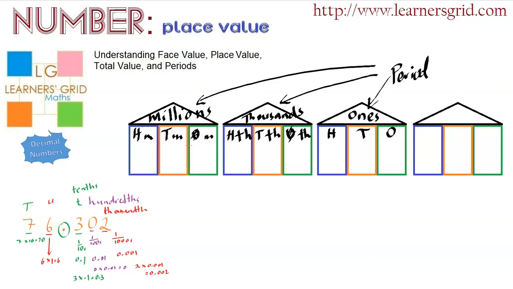So what happens when we're dealing with numbers that are lower than the ones? Well, we put in a decimal point. Mostly when people show you these kinds of diagrams, they put in a decimal point right here.